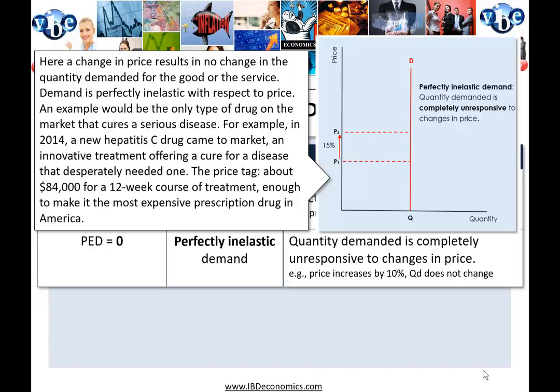Not too many instances here that we can reel off as examples, but one example would be the only type of drug in the market that cures a serious disease. In 2014, a new hepatitis C drug came to market, an innovative treatment offering a cure for a disease that didn't have one before and desperately needed one. Now, Big Pharma here put a price tag of $84,000 for a 12-week course of treatment. And this was enough to make it the most expensive prescription drug in America.